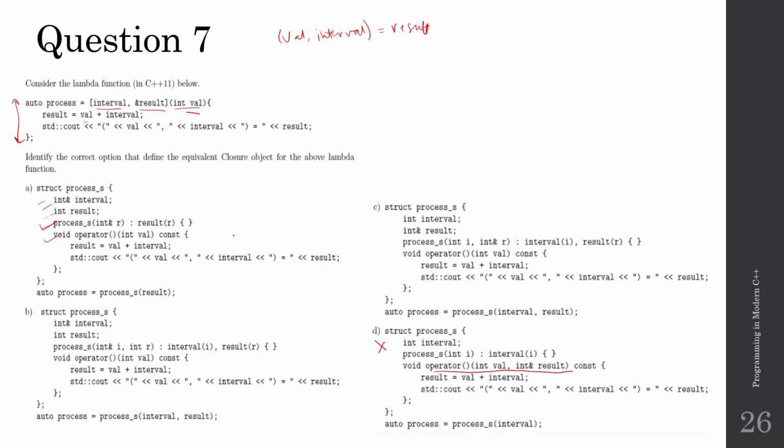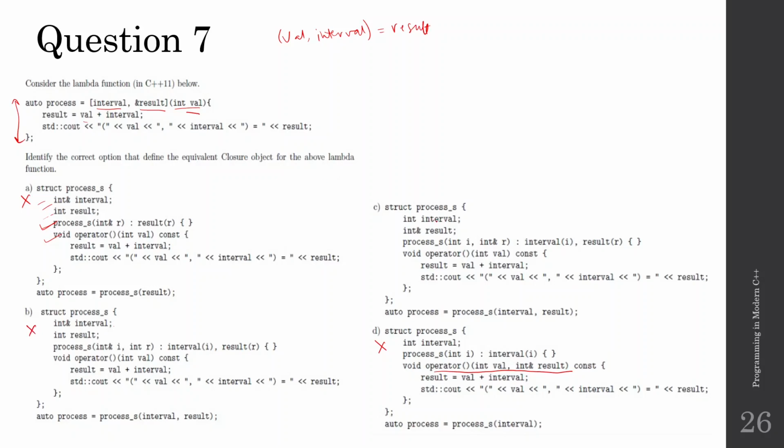Okay, then you can see that this takes the result as a reference and the interval as by value. So you have to see here which one takes the interval by value and result by reference. In A and B, it takes the interval as a reference here, and the result by value. So this will not work and this will also not work.